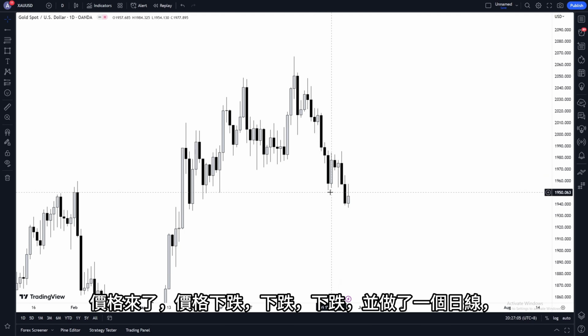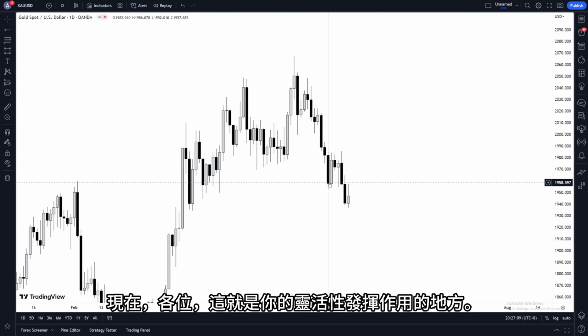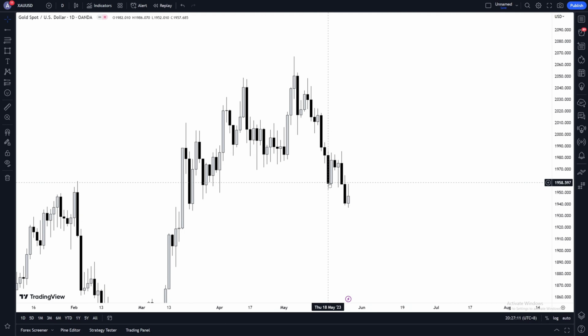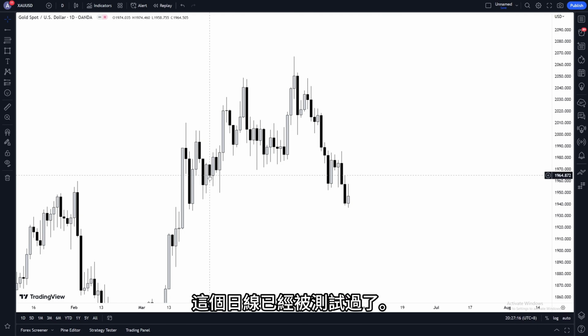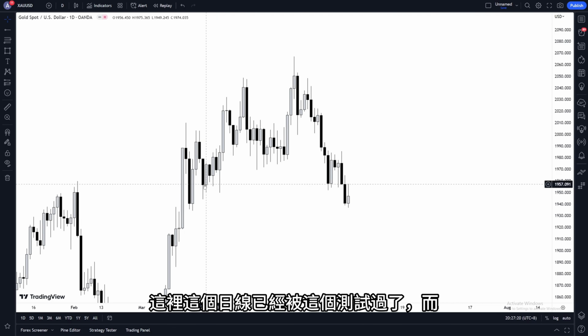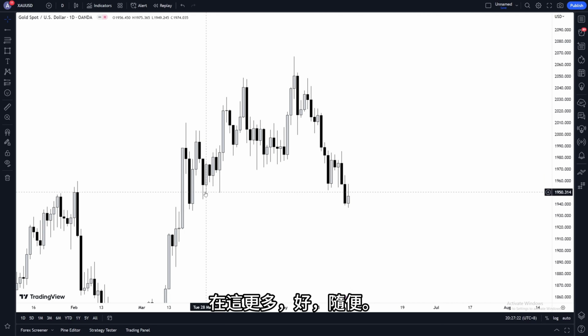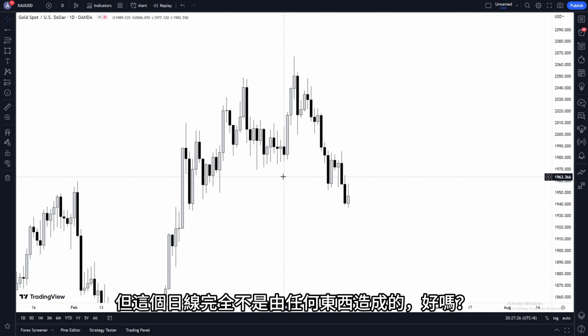Price sold, and made a daily, correct? Can we all agree that price made a daily support? Correct? Now, guys, here's where your flexibility comes into play. This daily was not made from any daily reject daily. This daily has been tested. This daily right here has been tested by this and even more over here. Fine, whatever. This is the only other fresh one, but this daily was caused by nothing at all.